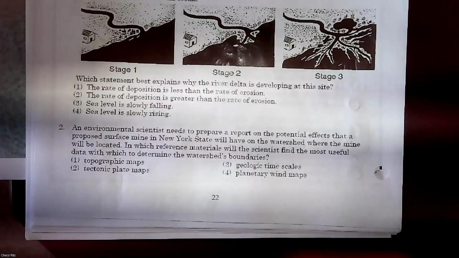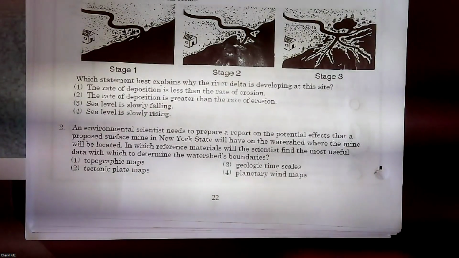All right, question about a delta. It's asking what explains why the river delta is developing at this site. So why do we have it here? So let's go through the answers again. Is it because the rate of deposition is less than the rate of erosion? What's that mean? Deposition is less than erosion. Less are being deposited than eroded away.